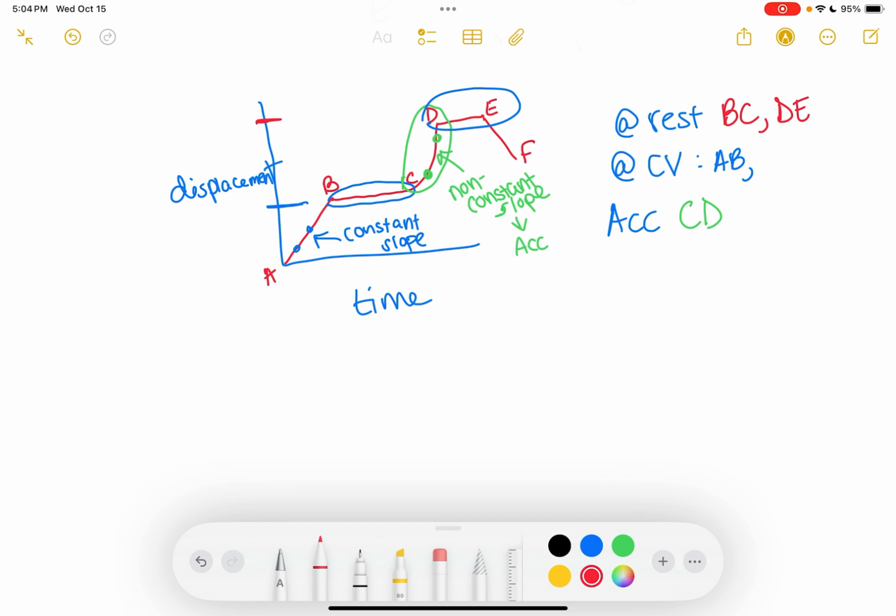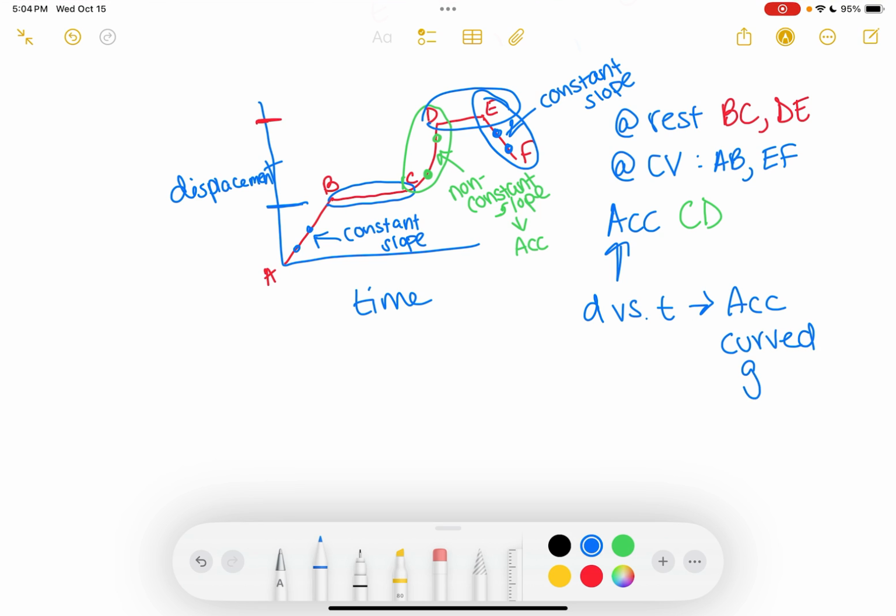And then finally, we have EF, which is another diagonal now. So again, if I were to take the slope on those 2 points, I have a constant slope. And a constant slope on a distance versus time or displacement versus time indicates that you are moving at a constant motion. Okay, so basically on a D versus T, when you see acceleration on the graph, it's a curved graph. Okay, so hopefully this helps.